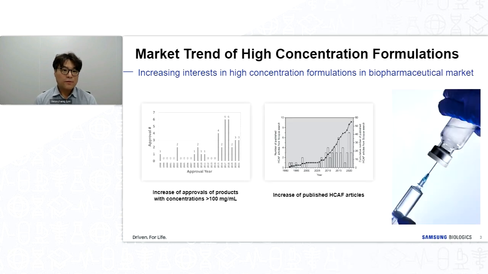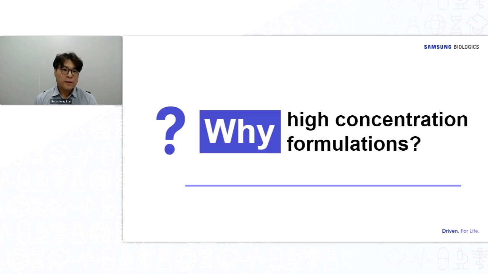The market trend for the approvals and the release of drug products over 100 mg per ml has been increasing rapidly, in particular for monoclonal antibodies. So why do we need to make biopharmaceutical drug products at higher concentrations? What are the advantages of preparing formulations over 100 mg per ml?